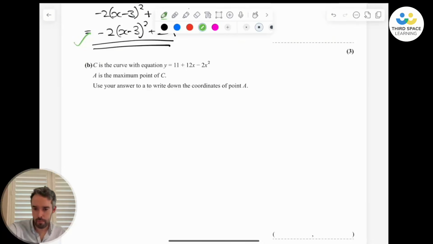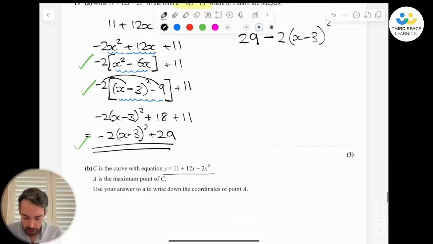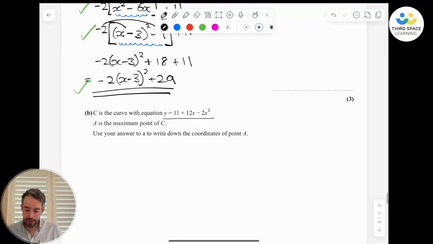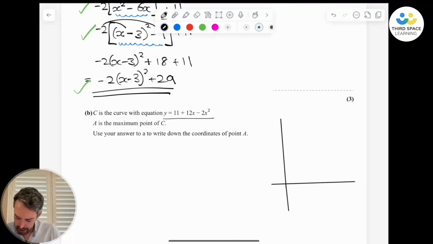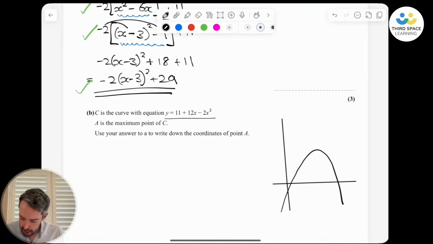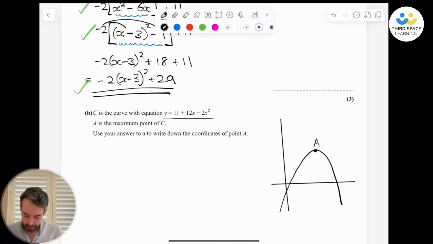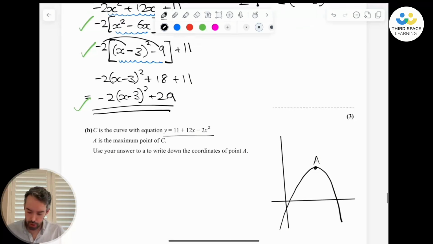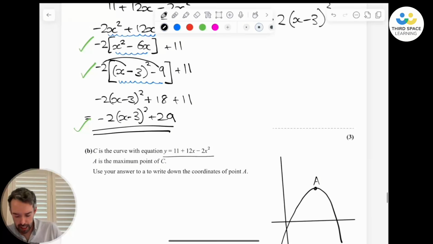Right, part B. Now part B tells us that curve C has this equation, the one that we've just been rearranging. Point A is a maximum point of C, so let's just see what this would look like. This is a negative quadratic, so let's just take some axes. It would look a little bit like that, just very roughly. So point A is the maximum point. Use your answer to the first part to write down the coordinates of point A.